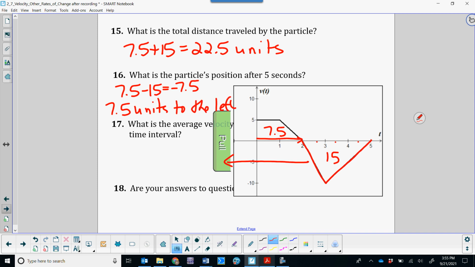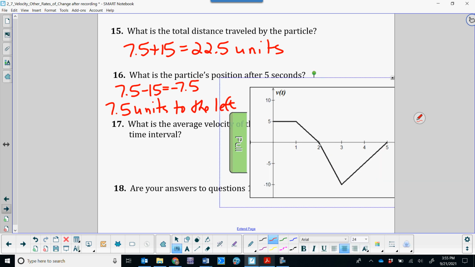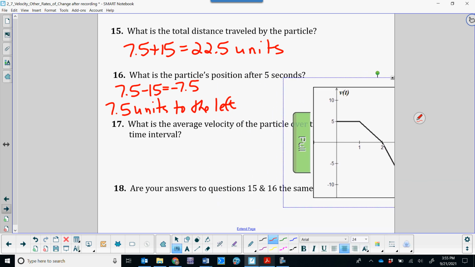That's its displacement after 5 seconds. So wherever it was, it's now moved 7.5 to the left. We don't have the initial starting position here, so all we know is how it moved. So that's the difference in distance and displacement.